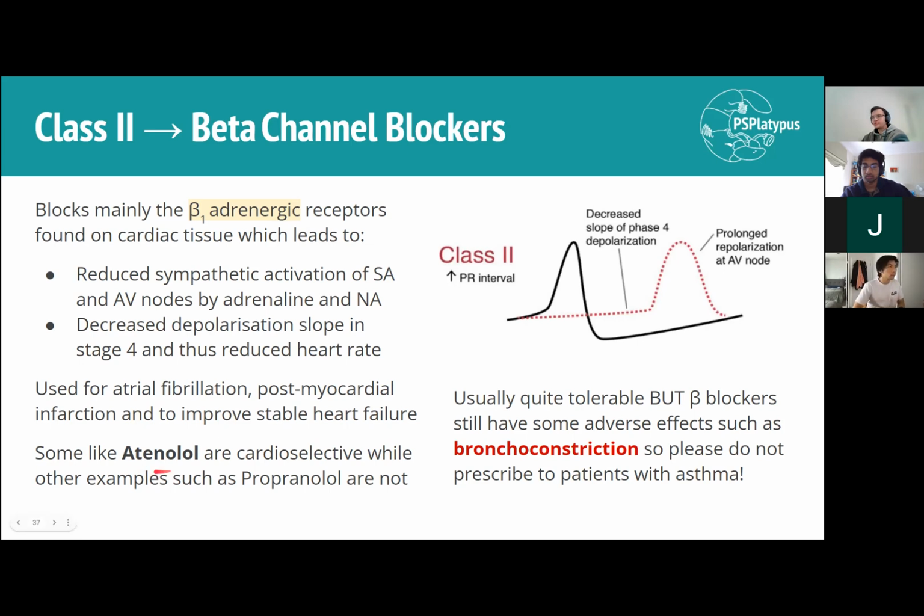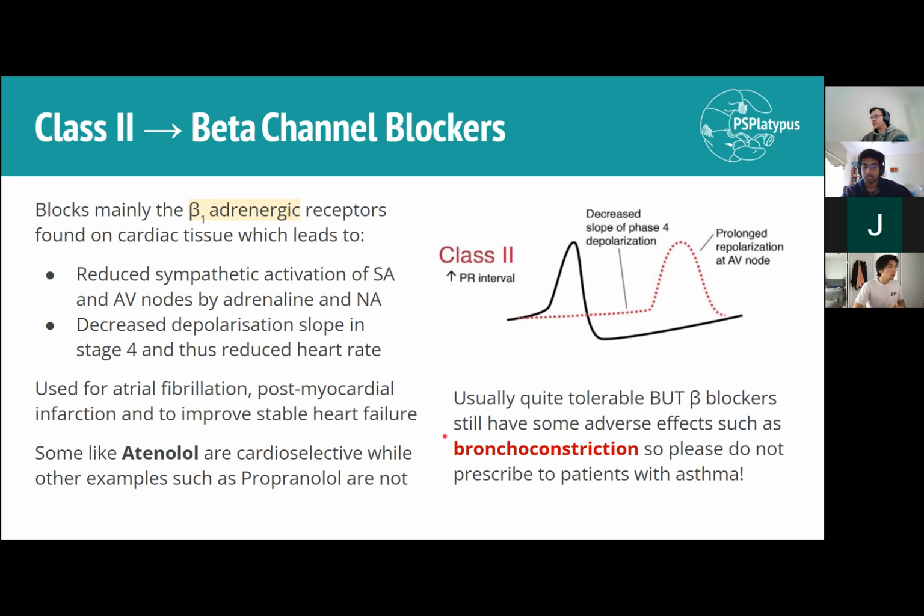There are some drugs like atenolol, which I think are on your core drug list. If not, that's okay. Just remember the "ol" suffix, meaning beta blockers. So you should be able to remember that. Atenolol is generally cardioselective, whereas some other examples like propranolol are not. So they can have some more adverse effects outside of the cardiac tissue. Generally, though, it doesn't matter if it's cardioselective or not. Most of these will have adverse effects.